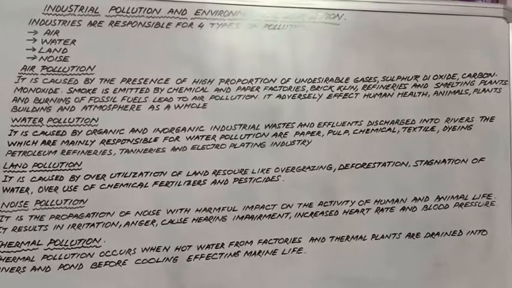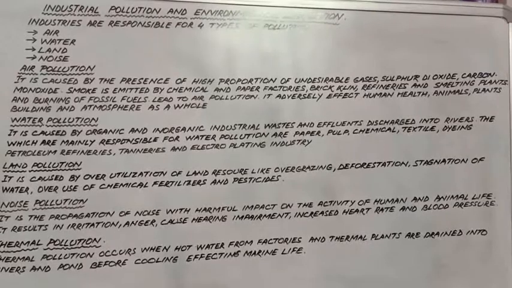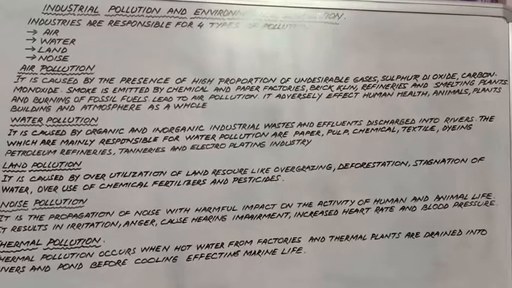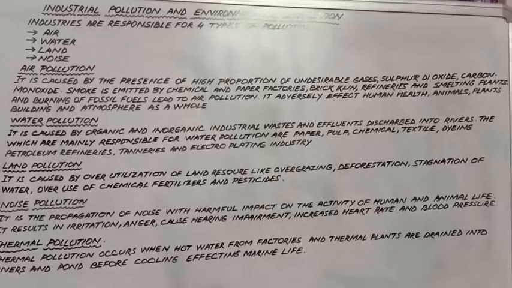Industries are responsible for this type of pollution, and there are basically 5 types of pollution, but I have written only 4, and the one I have given the definition at the last. Now the first thing is air pollution, second one is water, third one is land, and the fourth one is noise. These are the major types of pollution created by the industries. Now here we will discuss air pollution first.